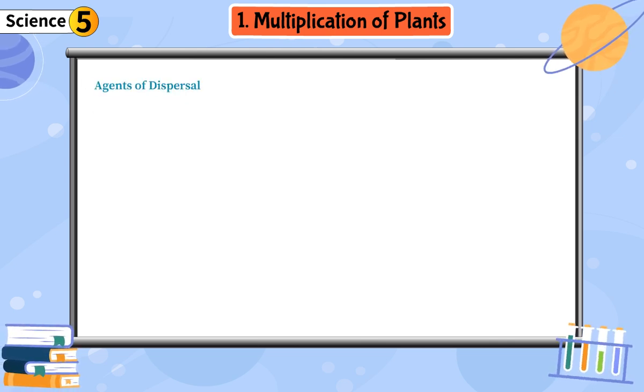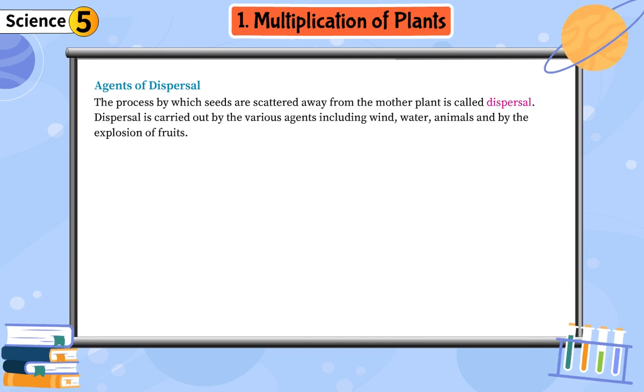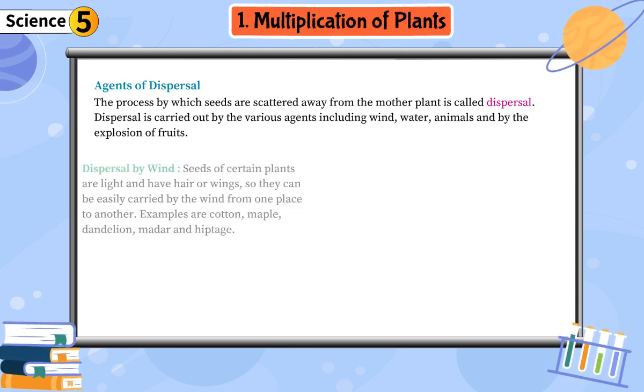Agents of dispersal. The process by which seeds are scattered away from the mother plant is called dispersal. Dispersal is carried out by various agents including wind, water, animals and by the explosion of fruits.